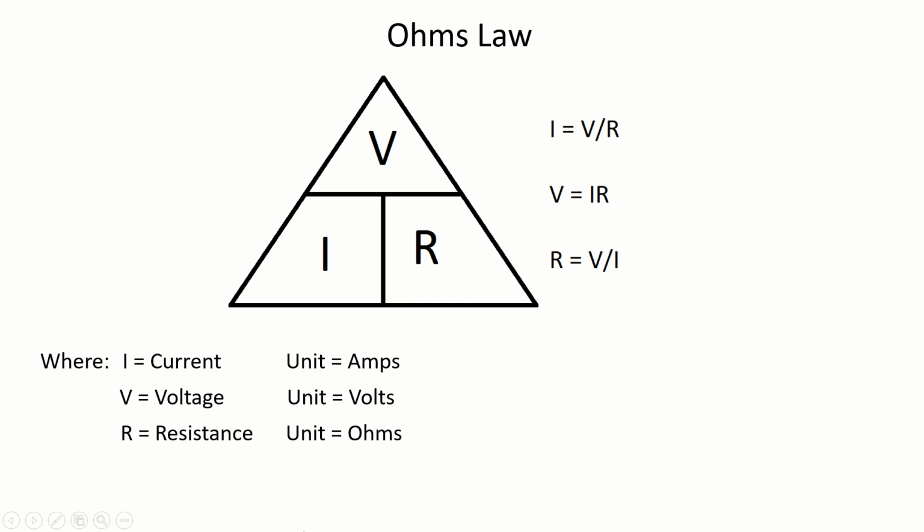Now, I is equal to current, V is equal to voltage, and R is equal to resistance. The units that we would use when we calculate that out: if we're looking for the current, the unit would be amps. If we're looking for voltage, the unit would be volts. If we're looking for resistance, the unit would be ohms. Okay, ohms is the name of the measure.